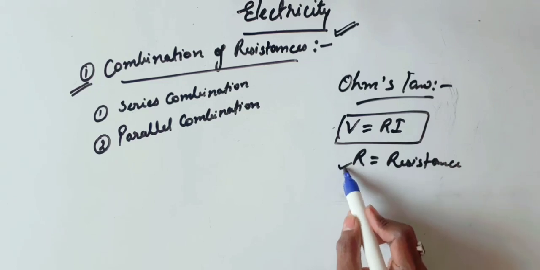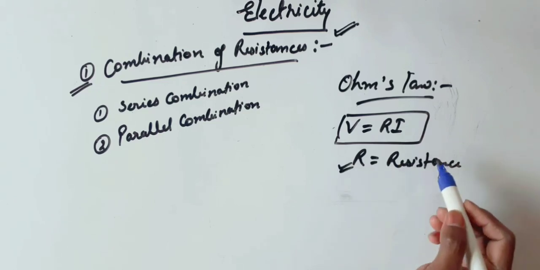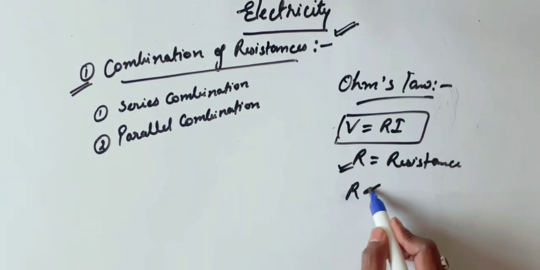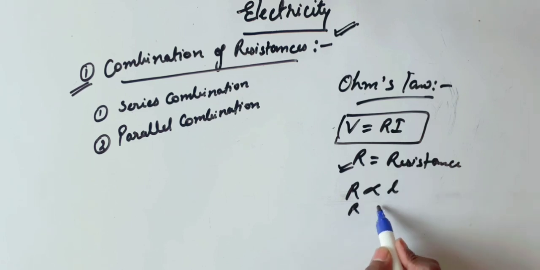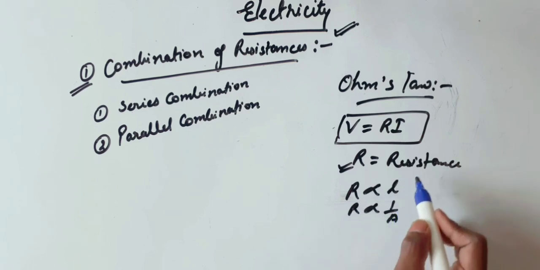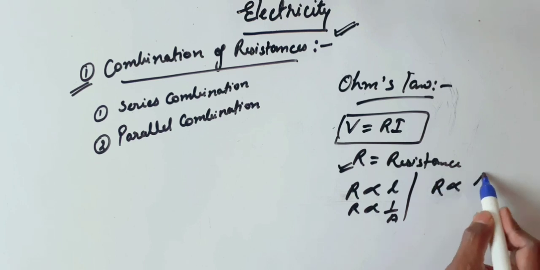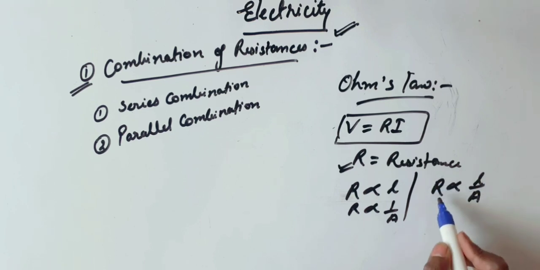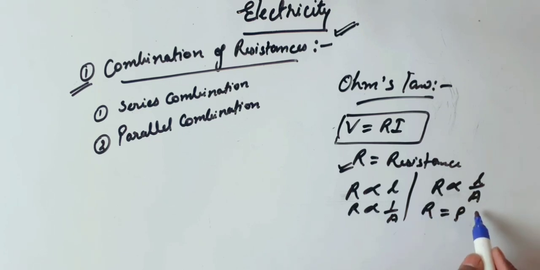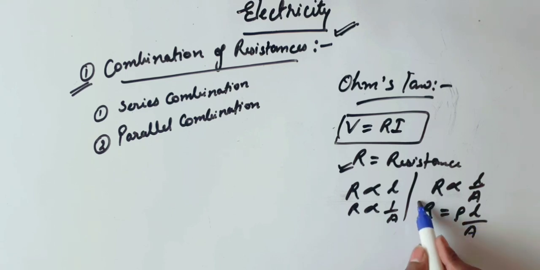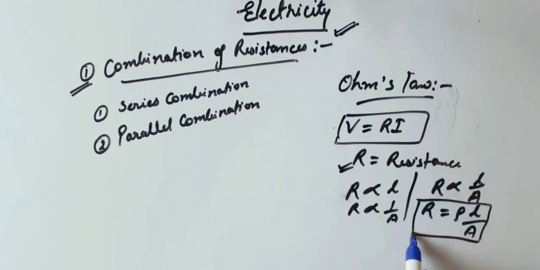and it depends on the following factors, and due to this relation R is directly proportional to L and it is inversely proportional to A. On combination of these two relations we get R is directly proportional to L by A, and when proportionality is removed, there will be a constant term called resistivity, so R equals rho L by A. We have already derived this formula.